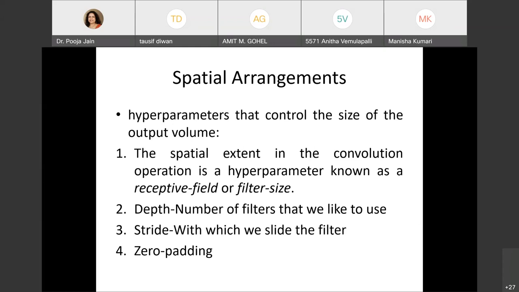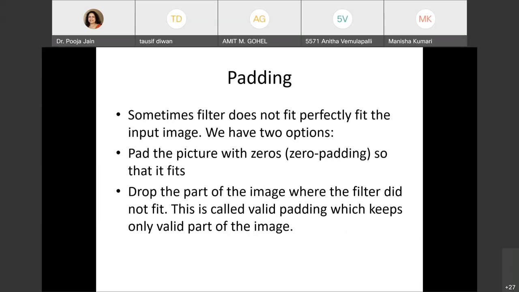Now we are going to see the exact formula. Before that, just look at this padding. Sometimes the filter does not fit perfectly on the input. Then we have 2 options. First option is that just ignore that part, which is not valid.